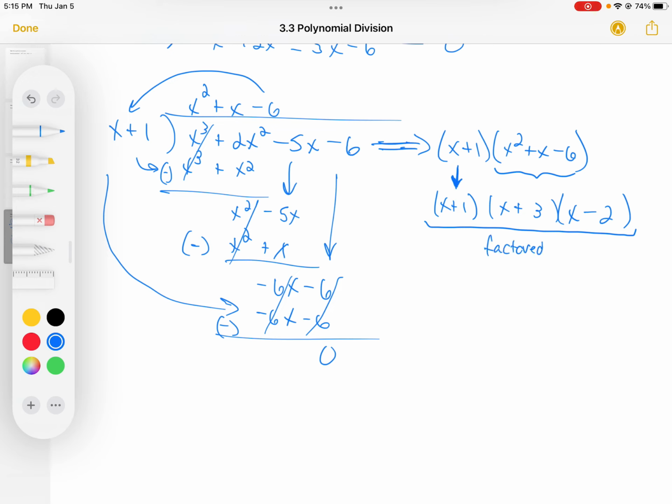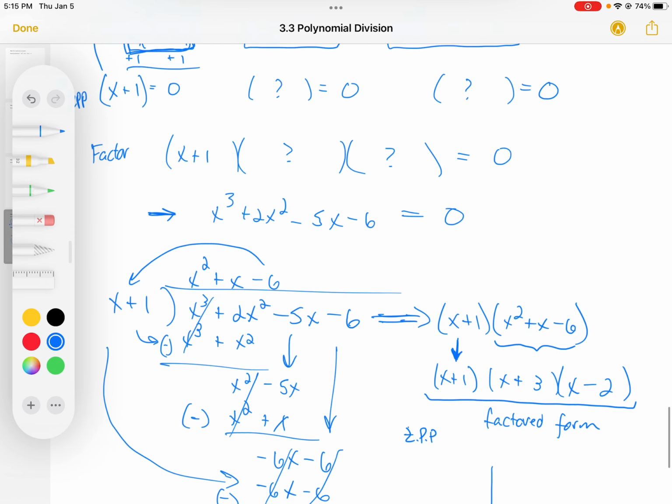Okay, so on the graph, we have 3 zeros. We have 1 at -1. So if our factor is x plus 1, if we use the zero product property, right, going back up above, let's actually fill this in, okay? So now let's go up here. Let's do it in a different color here so it stands out a little bit. So we have the x plus 1, that was the one given to us. So this one is x plus 3, and this one is x minus 2.